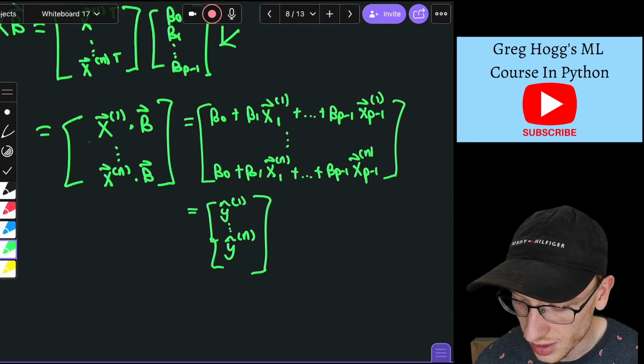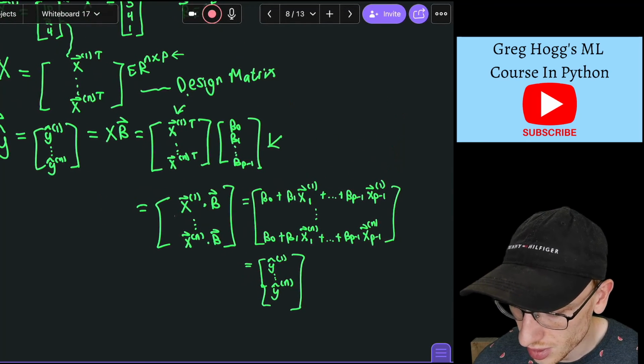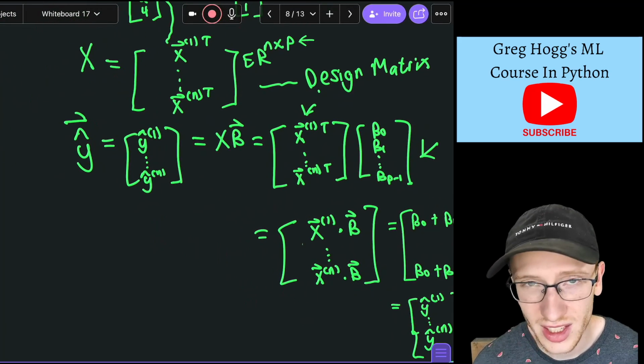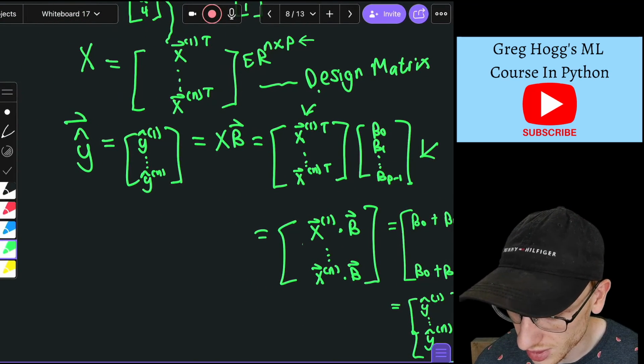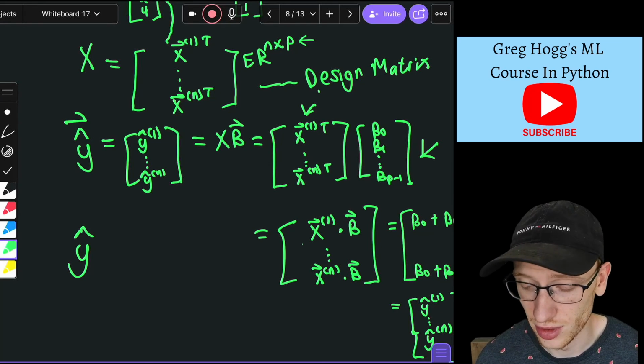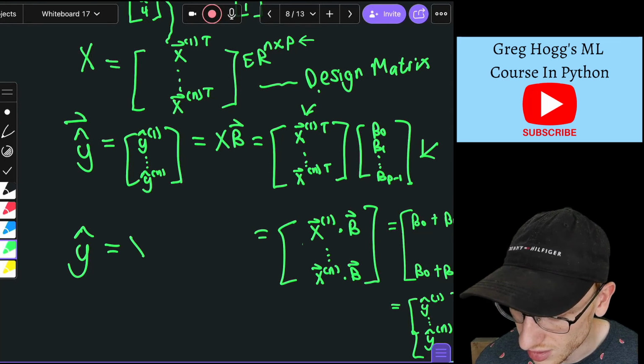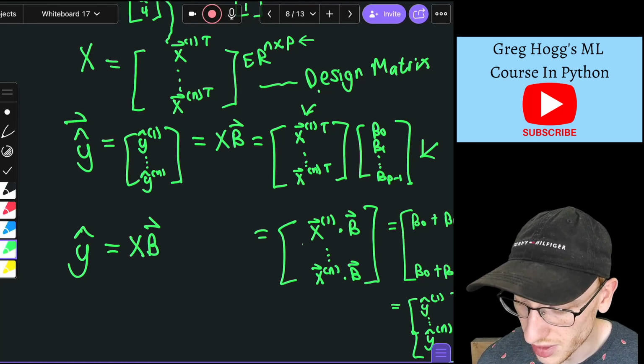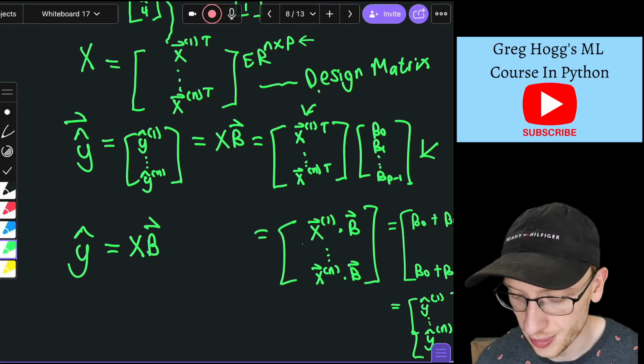So now that equation we showed is true. We said y hat is equal to x times beta. Y hat, which I'm going to stop putting a vector sign on, it's a vector. Y hat is x times beta, and we showed that right there.